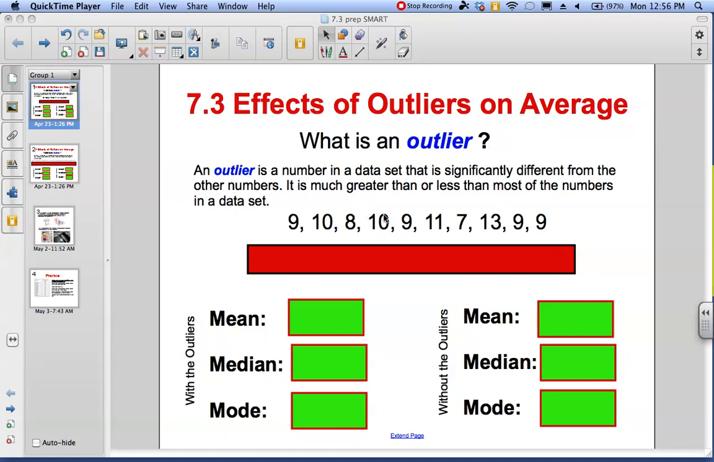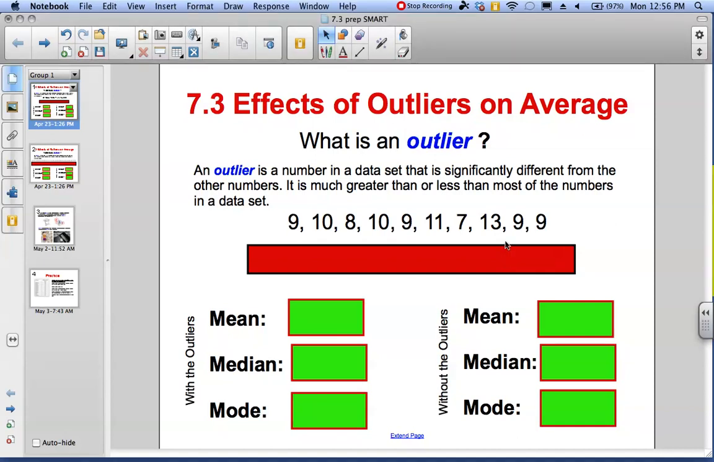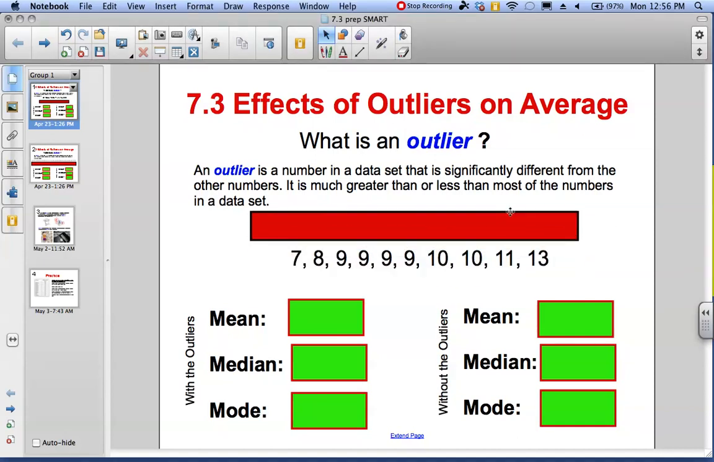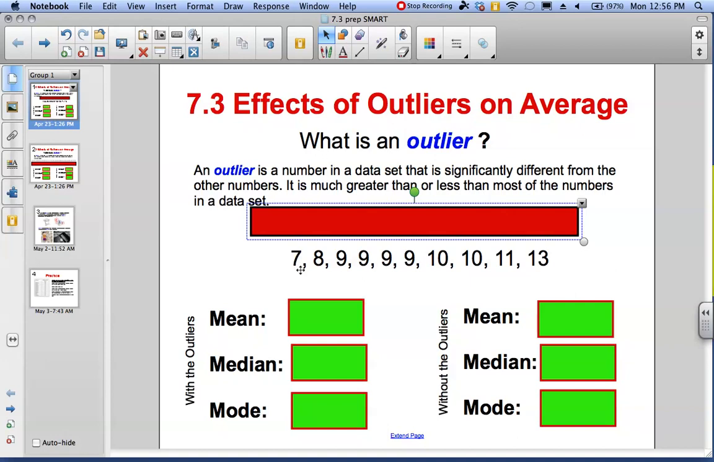9, 10, 8, 10, 9, 11, 7, 13, 9, and 9. So first things first, as we go, we have to put them into order, least to greatest. So we've got 7, 8, four 9s, two 10s, and 11 and 13. First things first, we're going to find the mean, median, and mode with the outlier or outliers in.